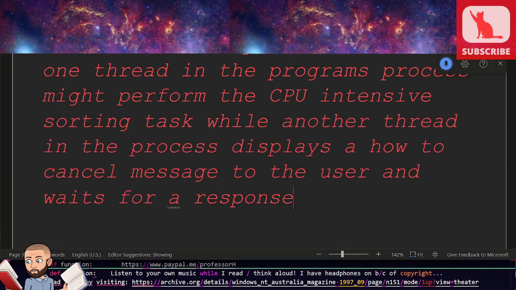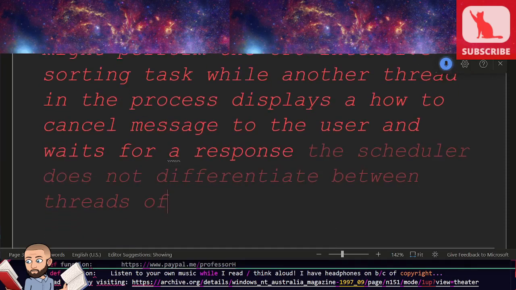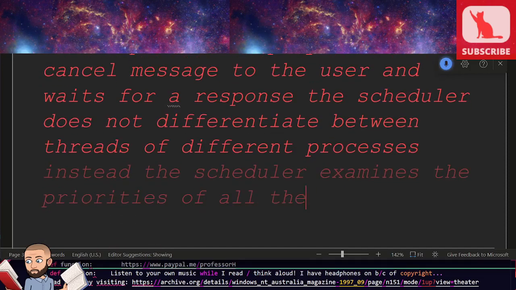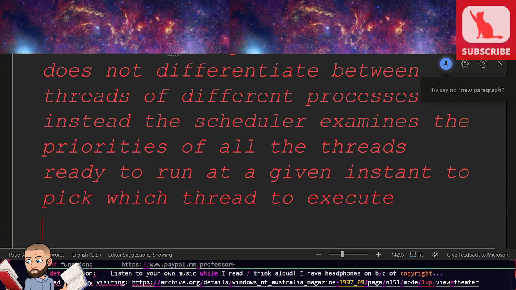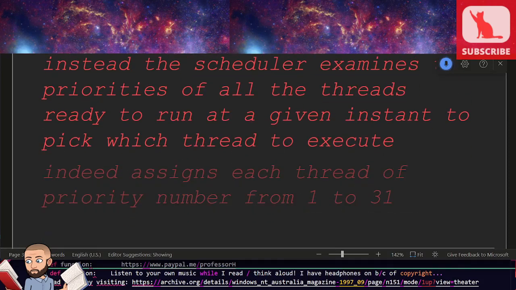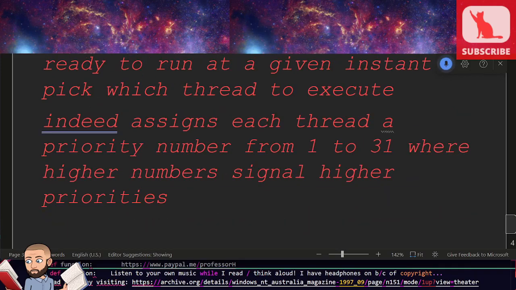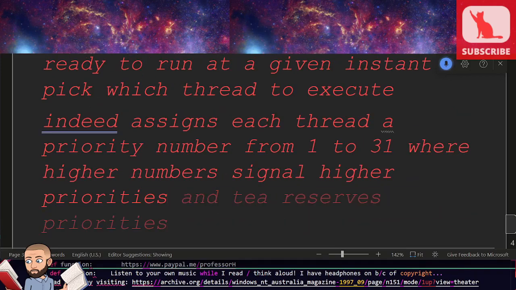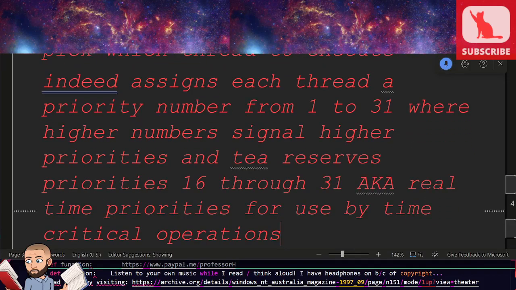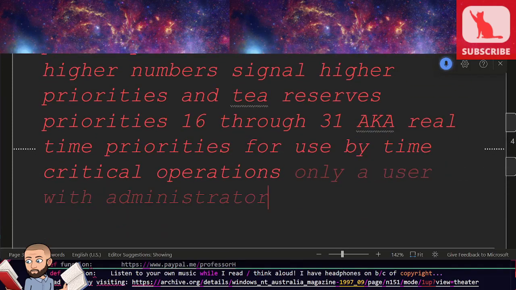The scheduler does not differentiate between threads of different processes. Instead, the scheduler examines the priorities of all the threads ready to run at a given instant to pick which thread to execute. NT assigns each thread a priority number from 1 to 31, where higher numbers signal higher priorities. NT reserves priorities 16 through 31, aka real-time priorities, for use by time-critical operations. Only a user with administrator privileges can direct the system to execute threads in this range.